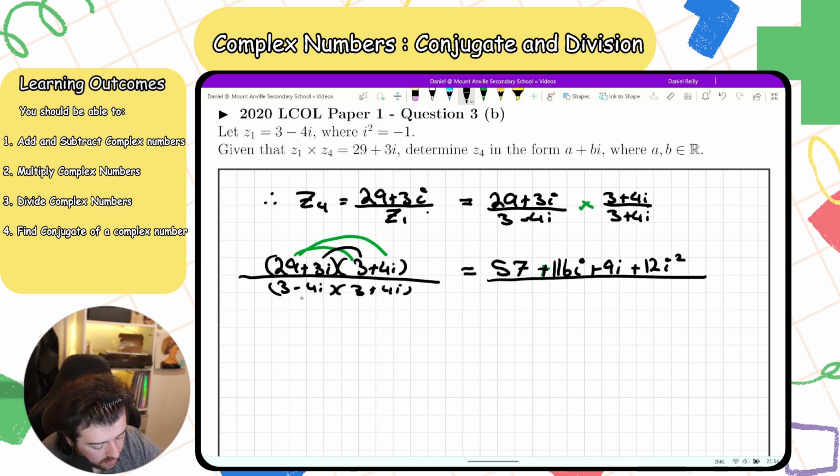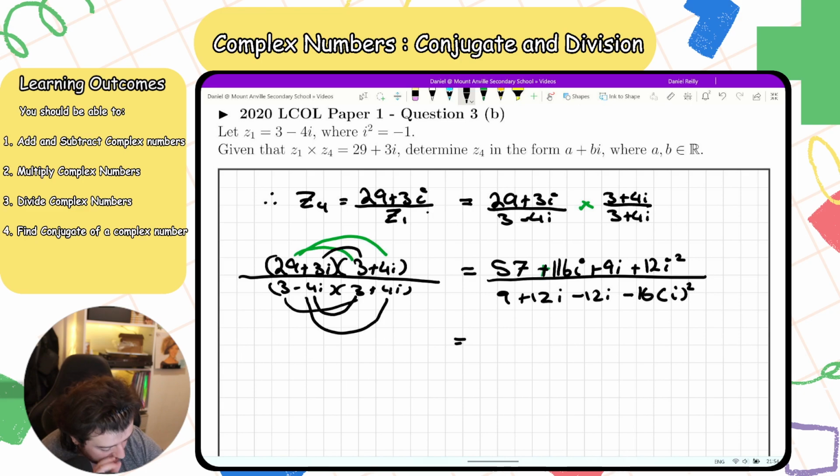All over 3 times 3 is 9. 3 times 4i is plus 12i. Minus 4i times 3 is minus 12i. Minus 4i times 4i is going to be 4 times minus 4, which is minus 16. i times i is i squared.